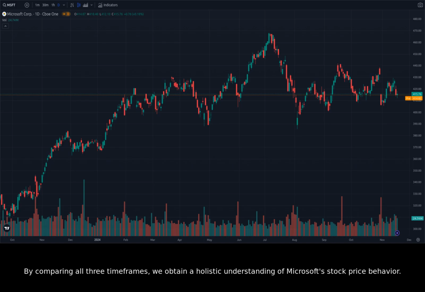By comparing all three timeframes, we obtain a holistic understanding of Microsoft's stock price behavior. We can spot correlations between short-term and long-term trends in the price movement. Support and resistance levels become clearer when comparing different charts and timeframes. We are now going to summarize the key insights we have discussed.